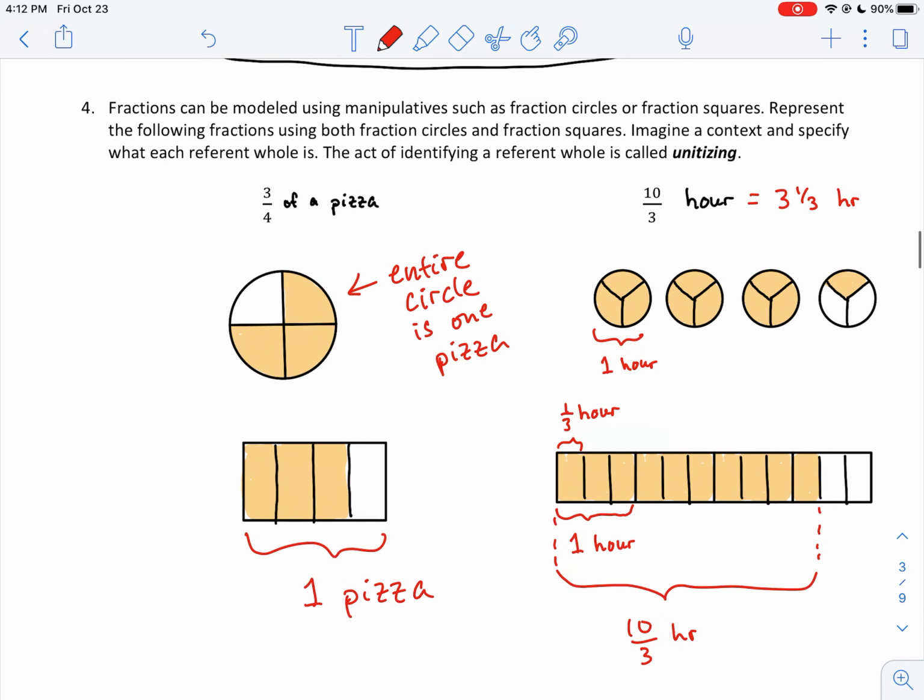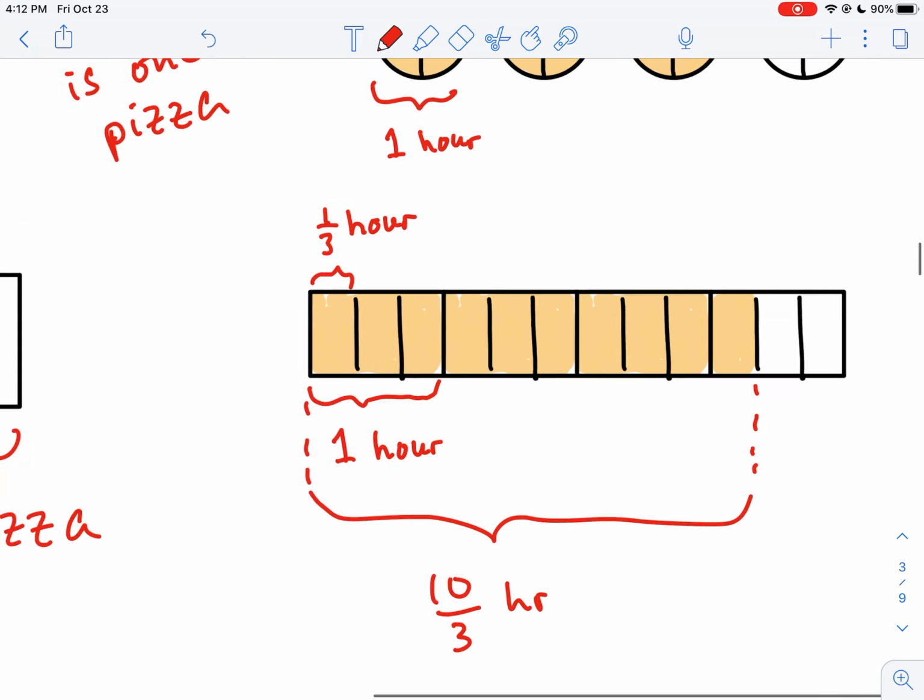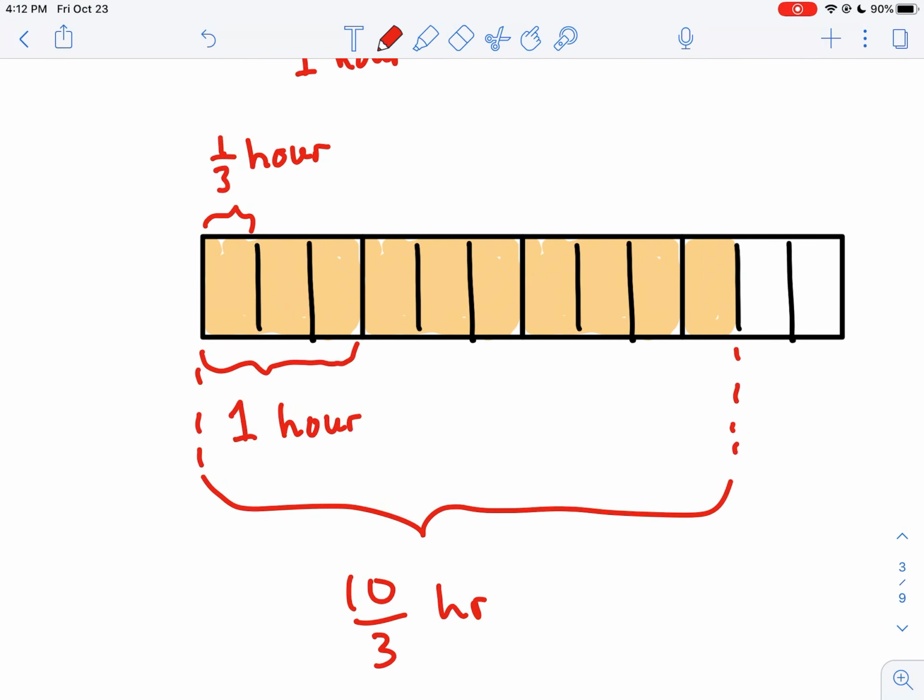All right, so this idea of identifying what the whole is. Now this is especially important right here. When I drew all of this just sort of lumped together like that, without this label right here telling me what the whole hour was, it's impossible to know, right? Where's the whole unit here? Maybe this was a whole hour and I broke it up into sixths, right? So you definitely need a label like this to help establish what 1 is. So then you can establish what 1/3 is, and then what 10/3 is.